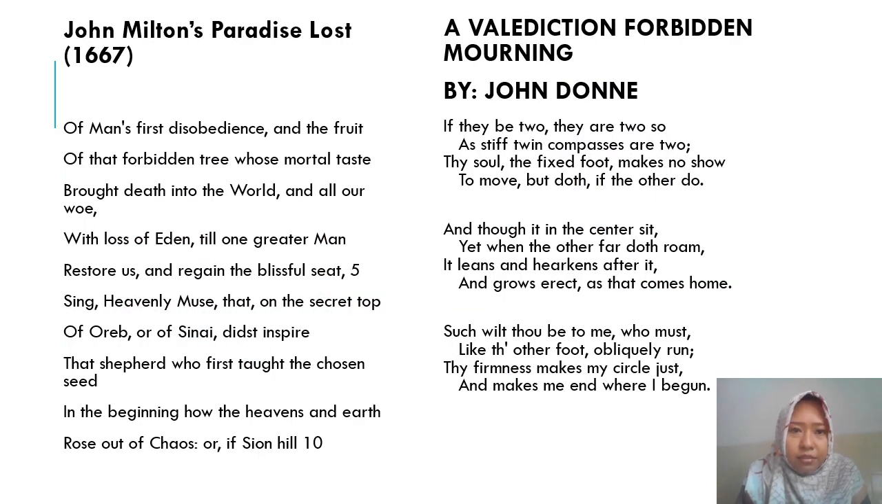Here I'll give an example of the poem written by John Milton, Paradise Lost. We are going to take a look at the form of the poetry written in the Puritan era. Look at the rhyme here: A, B, A. So this is unrhymed. This is unrhymed.